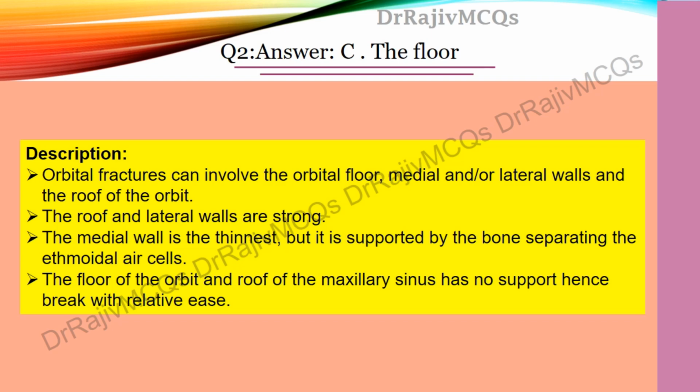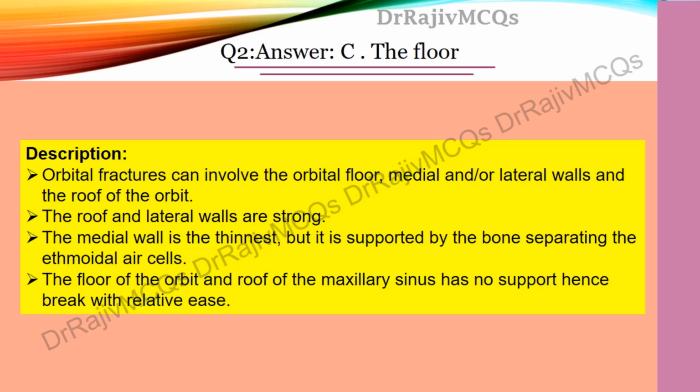The correct answer in question number 2 is option C. Orbital fractures can occur in isolation or as part of multiple fractures. Orbital fractures can involve the orbital floor, medial or lateral walls, and the roof of the orbit.